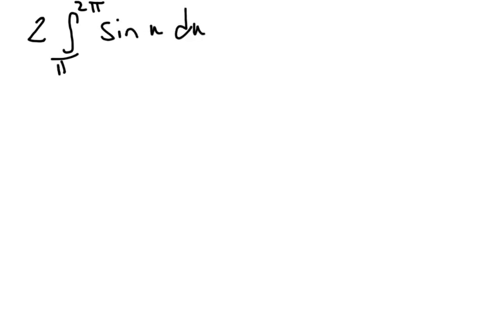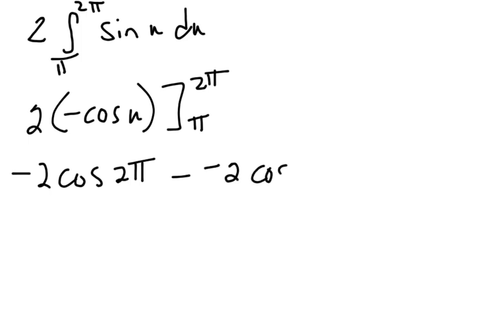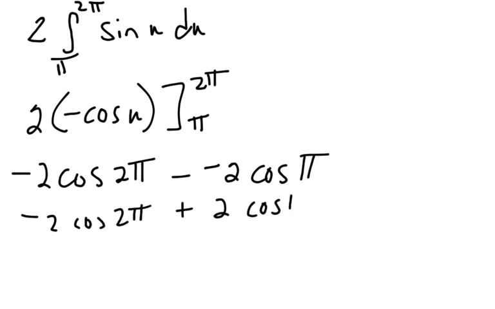So what is the integral of the sine of u? That's going to be negative cosine u. 2 still out in front, evaluated from pi to 2 pi. So this will be like negative 2 cosine 2 pi minus negative 2 cosine pi. And that's the same thing as negative 2 cosine 2 pi plus 2 cosine pi.